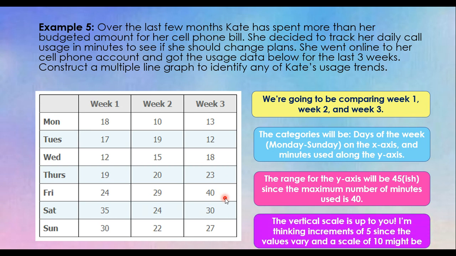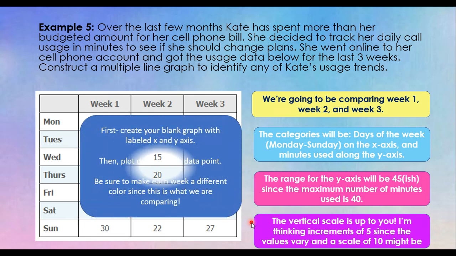And our vertical scale, like I said, it's always up to you. I'm thinking increments of 5 since the values are varying. And a scale of 10 might be too large. I don't know why it didn't finish writing that in there. My bad. But yeah, I think a scale of 10 might be too big.